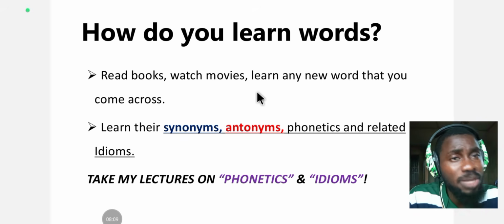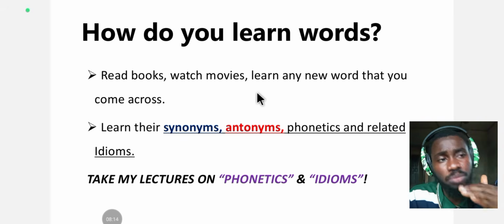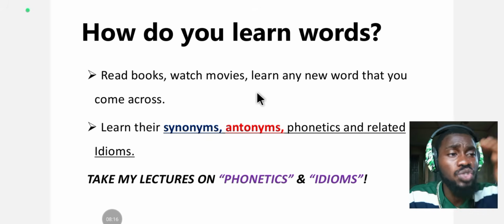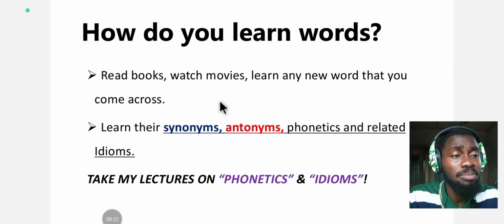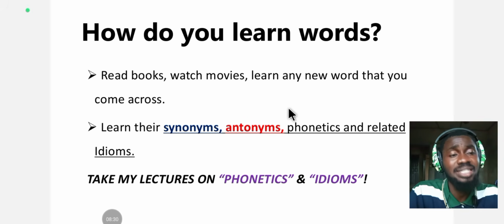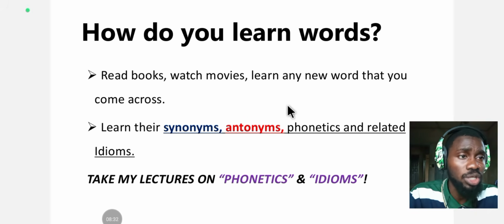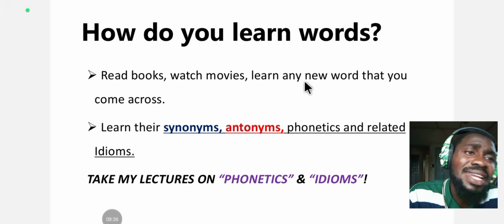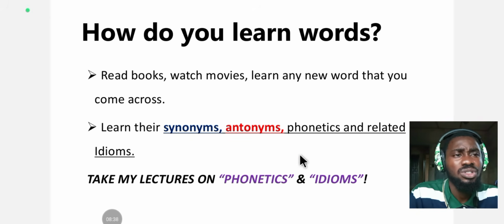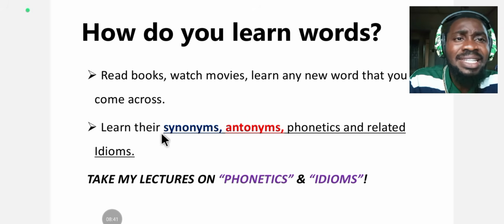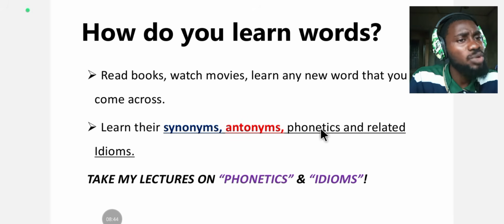Not only this method, when you are reading people's comments on social media, any word you see there that is strange, look it up in AI or Google. Search it up, learn its meaning, its antonyms, its synonyms, its associated idioms. Learn how to pronounce it too. Learn any word that you come across. That's it, no shortcuts. Learn their synonyms, antonyms, and phonetics. That's how to pronounce them.